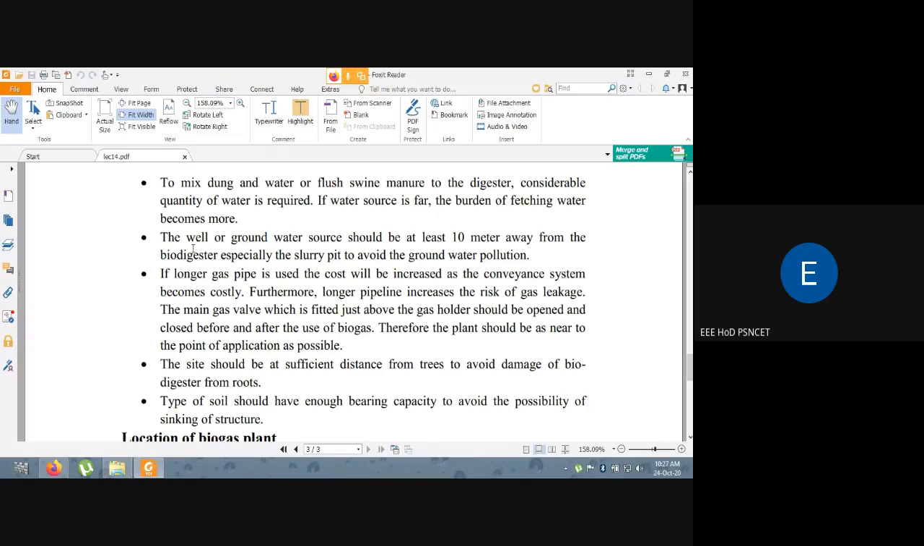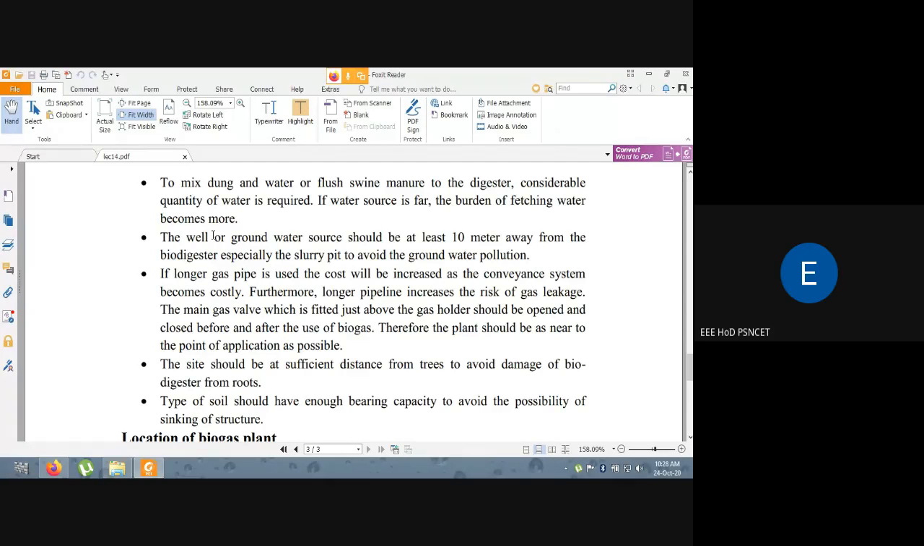Okay, then that well or groundwater source should be at least 10 meters away from the biodigester, especially the slurry pit, to avoid groundwater pollution. So if we are using groundwater from the well, the bore should be away from the digester, because the digester is placed underground. If we have a well or bore nearby the digester, it may cause water pollution. Okay, these slurries can enter the groundwater and mix with it. So the groundwater can be polluted.